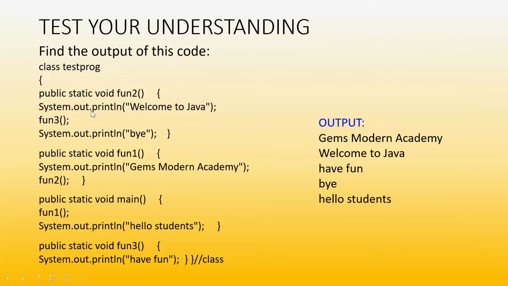After which it calls fun3. Now when we go to fun3, it tells to print have fun. And since fun3 was called from fun2, the fun3 function ends and then the compiler's cursor goes back to fun2, where it prints bye. And since fun2 was called from the function fun1, it goes back to the function fun1. But as you can see, there are no more statements in the function body. Hence the function fun1 ends and it goes back to the main function, where it prints hello students after the calling of fun1. This is how you get the output.